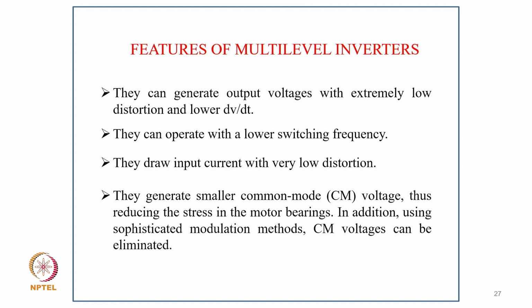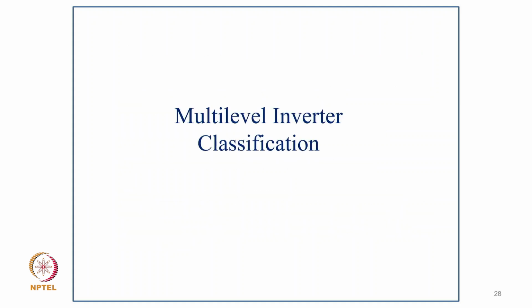Now coming to the features of multi-level inverters, they can generate output voltage with extremely low distortion and low dV by dt, and they can operate with a lower switching frequency. They draw input current with very low distortion, and they generate a smaller common mode voltage, thus reducing the stress on the motor bearing voltage. In addition, using a sophisticated modulation method, the common mode voltage can be eliminated.